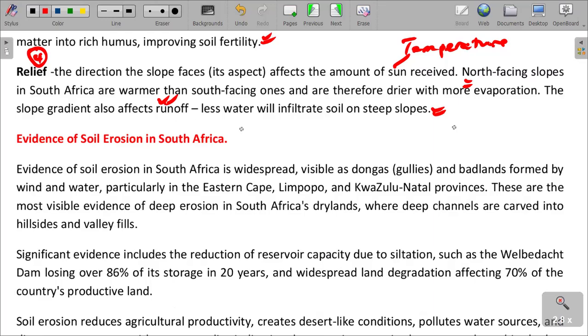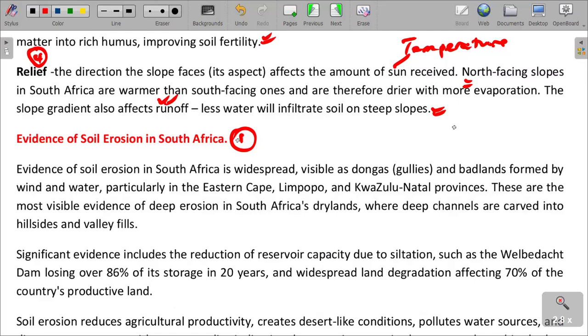of the aspect of runoff, which also affects even the vegetation that might grow there. We might not have dense vegetation on steep slopes because the slope drains rainfall. It has less vegetation cover, therefore problems would arise. And then we look at evidence of soil erosion in South Africa. We want to look at how South Africa is affected by soil erosion.